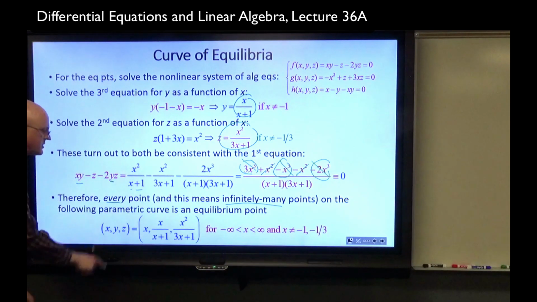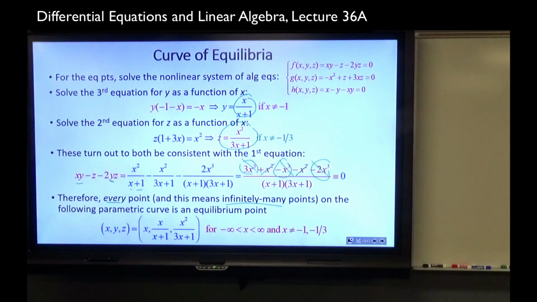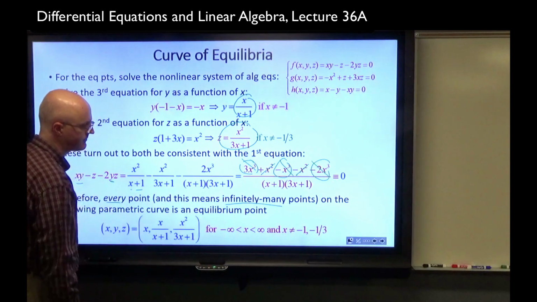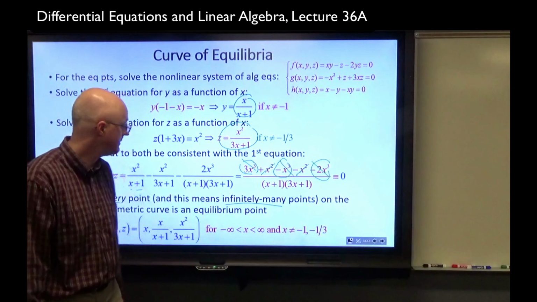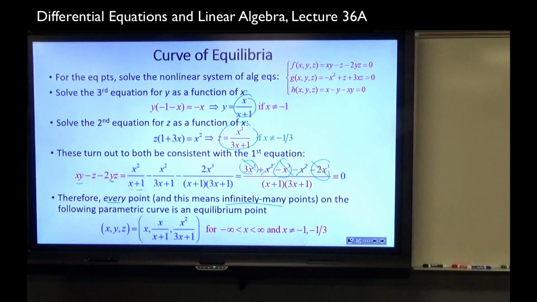It's a parametric curve where x is the parameter, not t. There's no t's here. As you let x vary from minus infinity to infinity, don't let it equal -1, don't let it equal -1/3, you will get a curve. Evidently, we'll get a curve in three pieces because we've got these two things that x cannot equal.